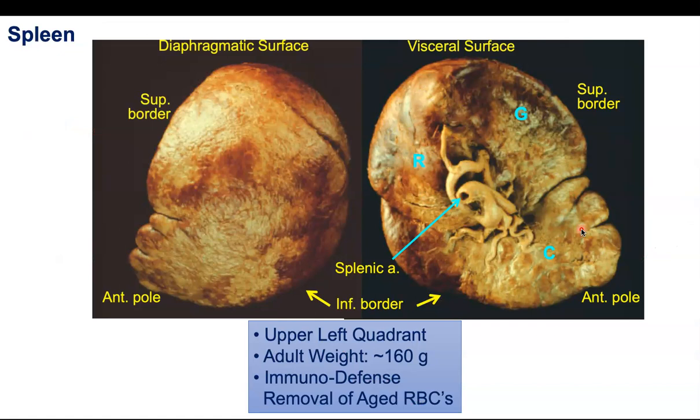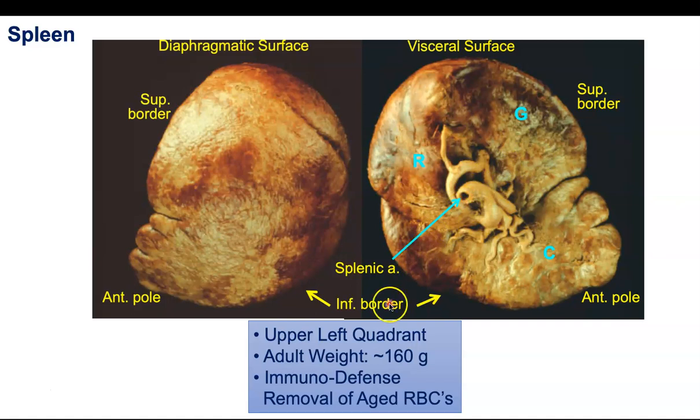Now let's talk about the spleen. Spleen is an organ of the reticuloendothelial system, and it has two surfaces, one relatively smooth diaphragmatic surface and the visceral surface. Now the whole spleen, the diaphragmatic surface, is covered by peritoneum, which means it is an intraperitoneal structure. On the visceral surface, it is also covered by peritoneum, except for the hilum, where the splenic artery enters the spleen and splenic vein leaves the spleen.